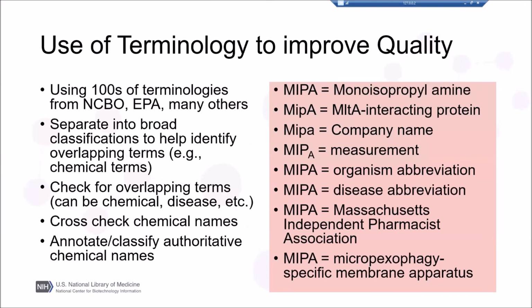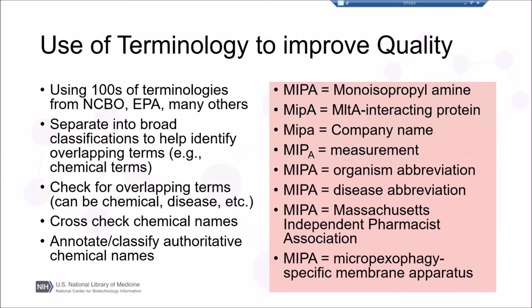But we also use terminologies, thesauri, ontologies, and so on to improve the quality inside PubChem as a whole. We're literally using hundreds and hundreds of these terminologies within PubChem from many different sources. Really, I think we're in the low thousands at this point.